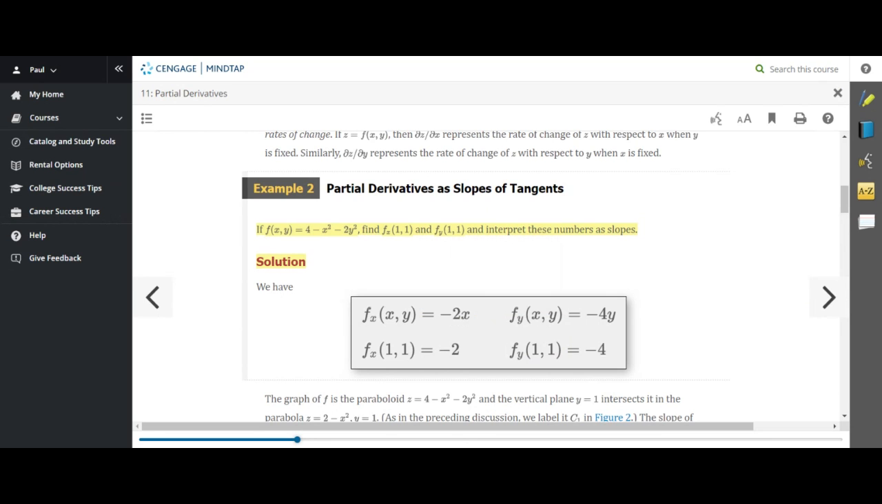Remember, the partial derivative of f with respect to x equals negative 2x. If you look at the function above, you treat the y variable as a constant and then differentiate, and you get that partial derivative. When you evaluate that partial derivative with respect to x at (1, 1), you get a value of negative 2. Now, what does that mean geometrically? Let me show you.